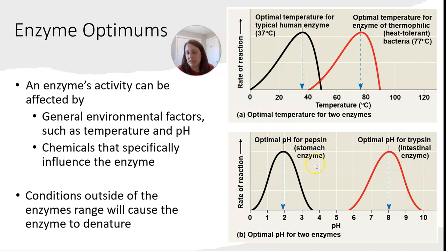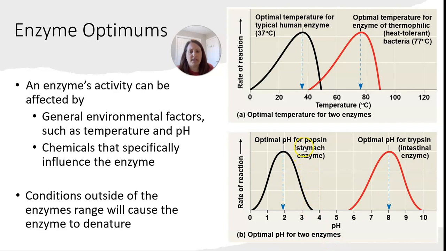Okay. pH, same thing. Depending on where the enzyme is from, these are two human enzymes. We've got pepsin, which is present in our stomachs, and trypsin, which is present in the intestine. The stomach has a pretty low pH, whereas the intestine has a higher pH. So the stomach, we say, is acidic, and the intestine is pretty alkaline or basic. Okay, slightly alkaline or basic.